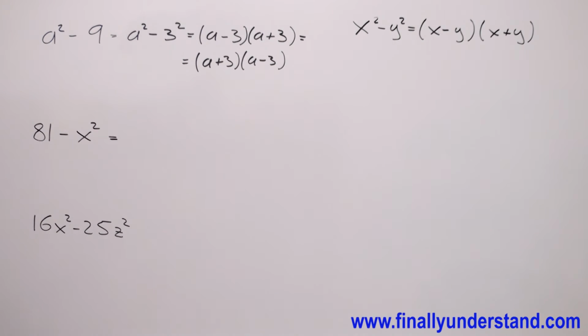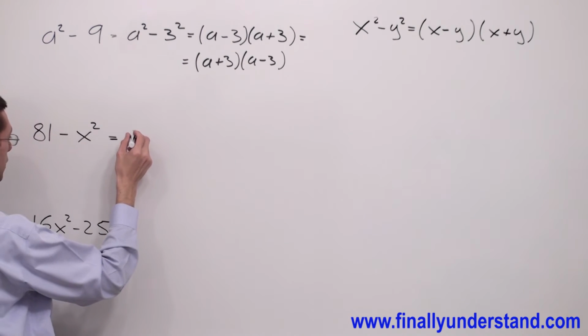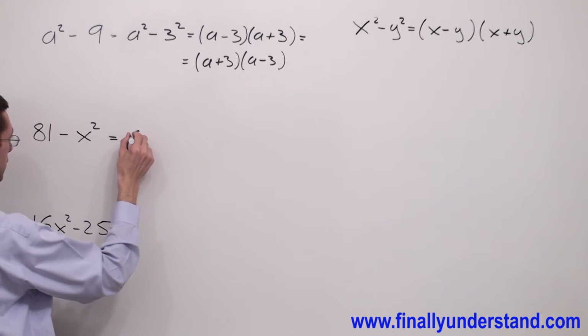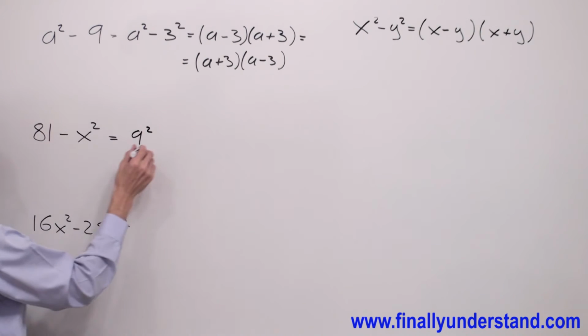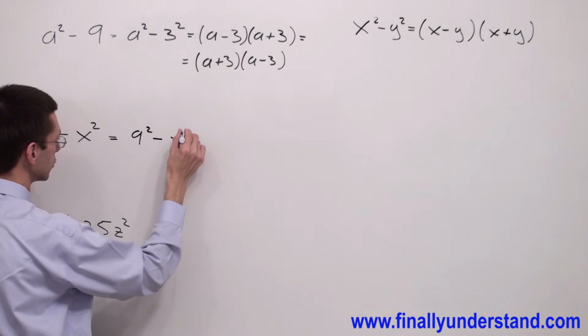Let's take a look at the second example. Again, I have a difference and I have one of the terms raised to the second power. So I'm going to convert 81 to an expression raised to the second power. In this case, I have to remember that 9 to the second power is equal to 81, minus x squared.